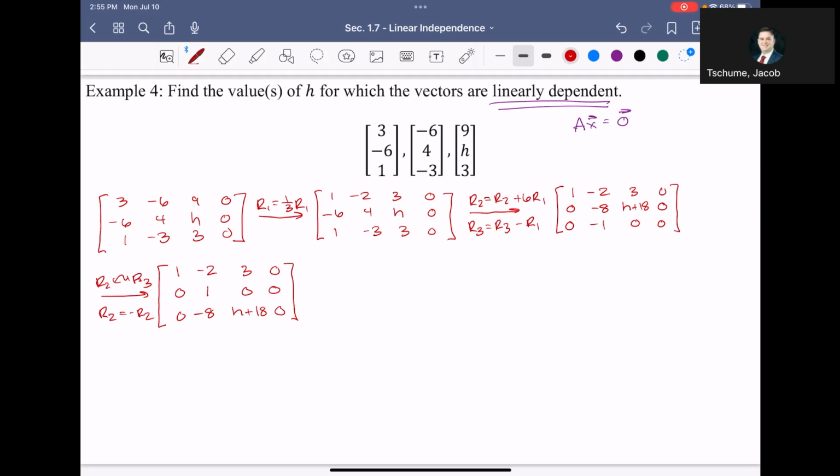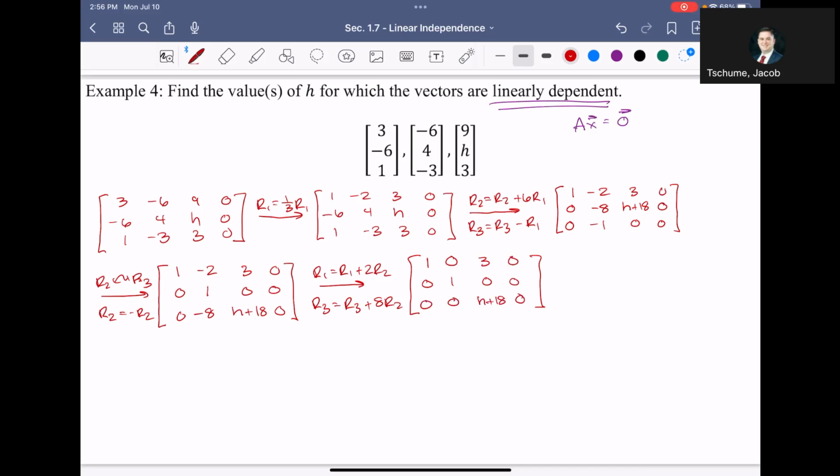All right, so we're trying to go to reduced echelon form here. So I'm going to get rid of the negative 2 on top. I'm going to take row 1 and add 2 row 2s, and I'm going to take row 3 and add 8 row 2s. So my middle row remains the same. My top row is going to become 1, 0, 3, 0. Not much changing there. And my bottom row becomes 0, 0, h plus 18, 0.